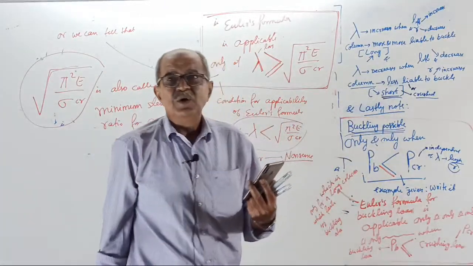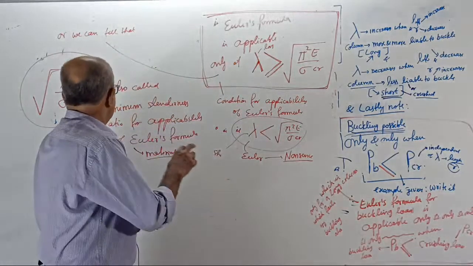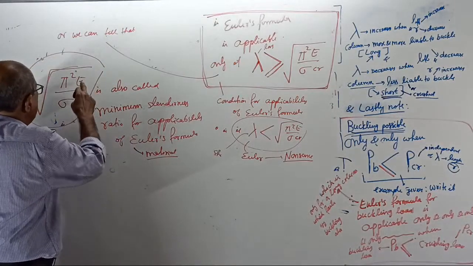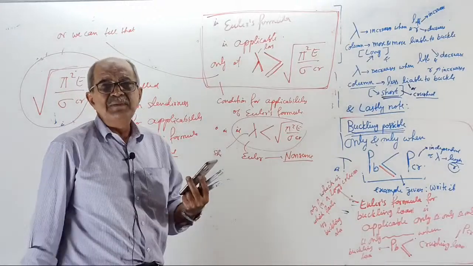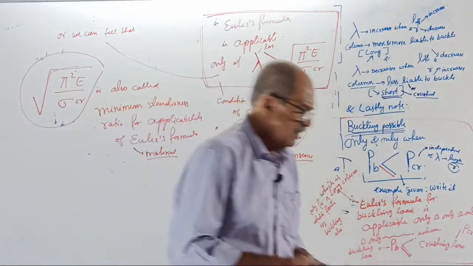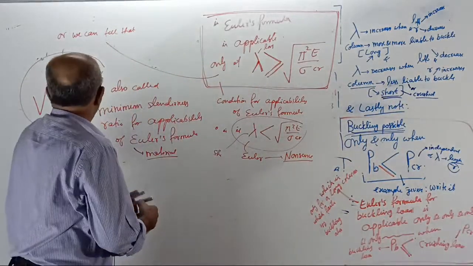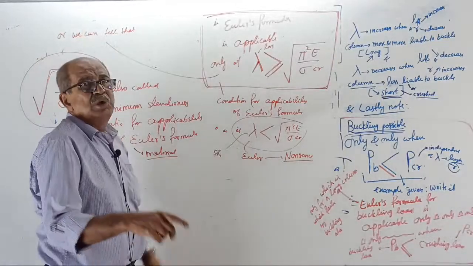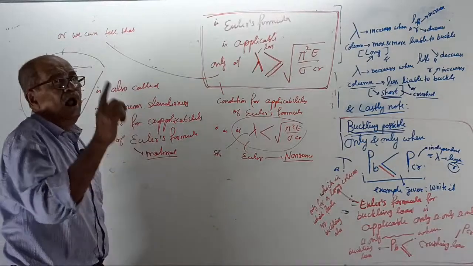Tell me yes or no. It is a pure material property. No length. So, only if π²E/σ_cr, under the root, is called the minimum slenderness ratio for applicability of Euler's formula. Now I will tell you one thing. When this is the minimum, your lambda should be either equal to this value or more.